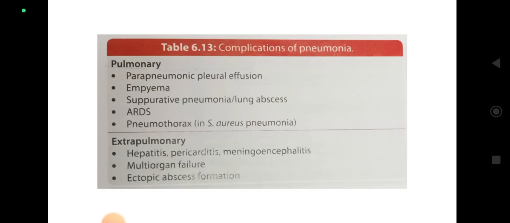Complications of pneumonia may be pulmonary or extrapulmonary. Pulmonary complications are parapneumonic pleural effusion, empyema, suppurative pneumonia, lung abscess, acute respiratory distress syndrome, pneumothorax, and SARS pneumonia. Extrapulmonary complications are hepatic, pericarditis, meningoencephalitis, multi-organ failure, and ectopic abscess formation.